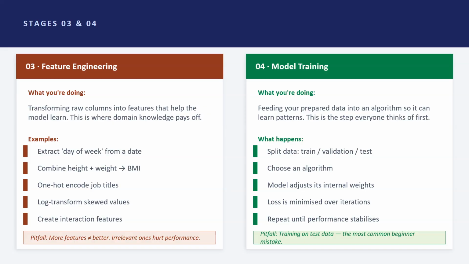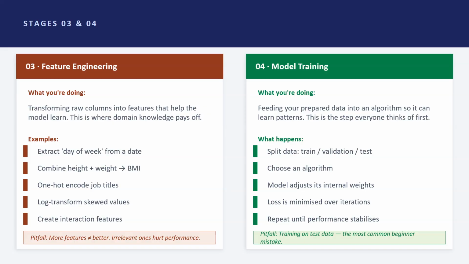We will cover this in depth in later episodes. You feed the training data in. The model adjusts its internal weights iteratively, trying to minimize the difference between its predictions and the correct answers. You repeat this until performance stabilizes.